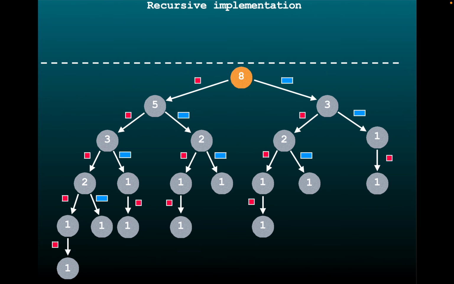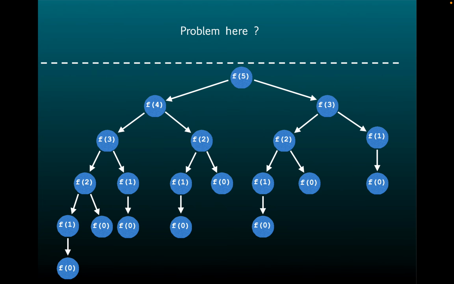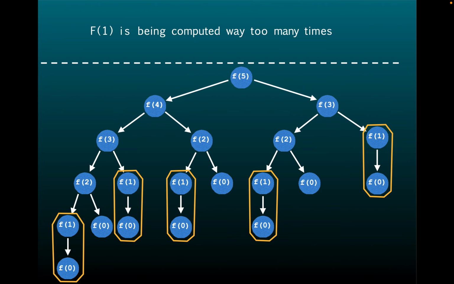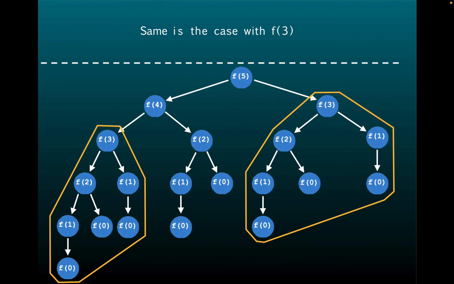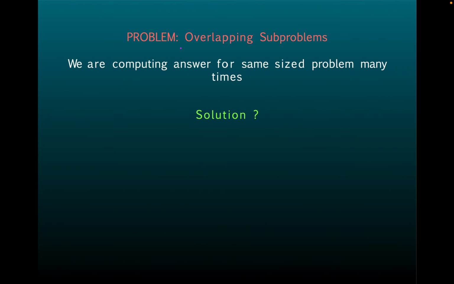Now this is what the entire flow will look like for f of 5. Even though we have found the answer as 8, which is correct, there is a small problem here. What is the problem? Same size problems we are trying to find multiple times, like f of 1 here, f of 2 here, f of 3 here. This is nothing but overlapping subproblems, which will be solved by dynamic programming.